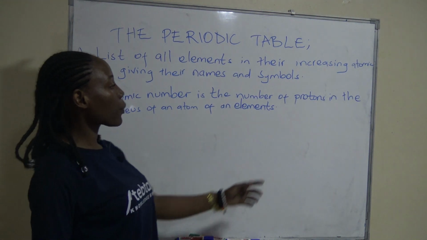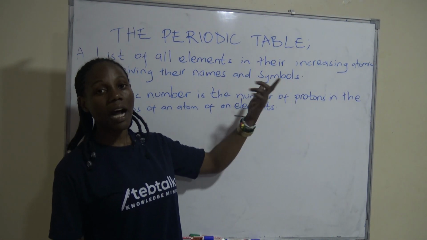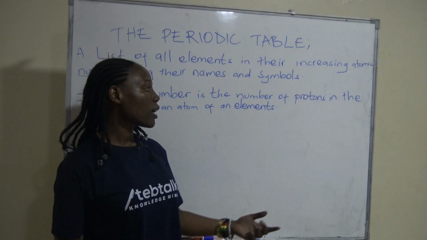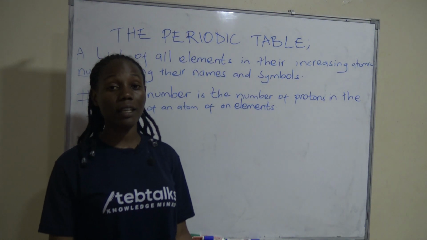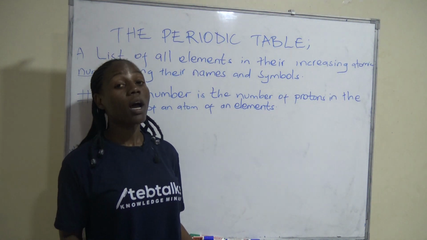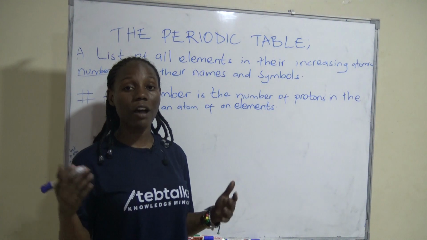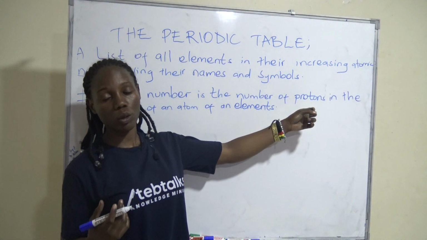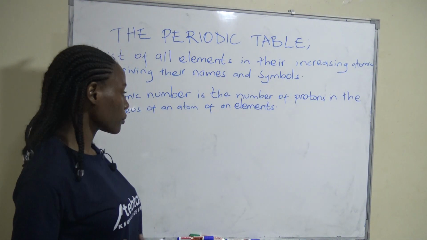And we know that protons are the positively charged ones, and electrons are the negatively charged particles. And the number of protons is always equal to the number of electrons in an atom, because an atom is neutral. And for that atom to be neutral, the positive and the negative have to balance.